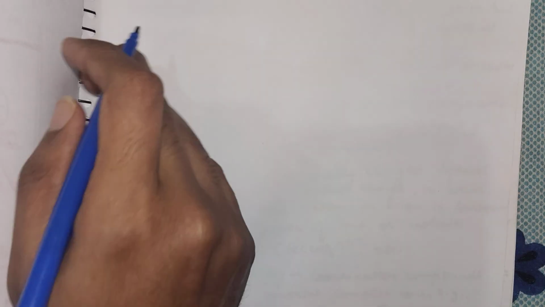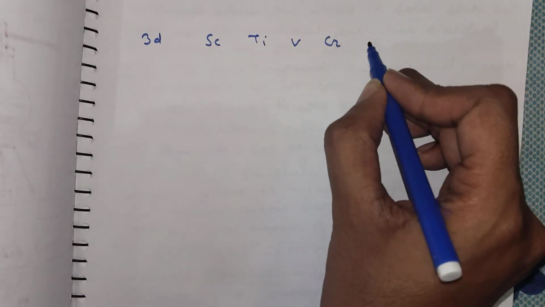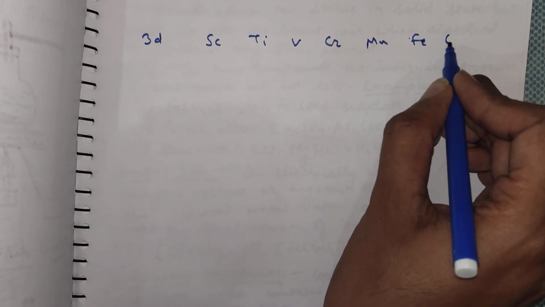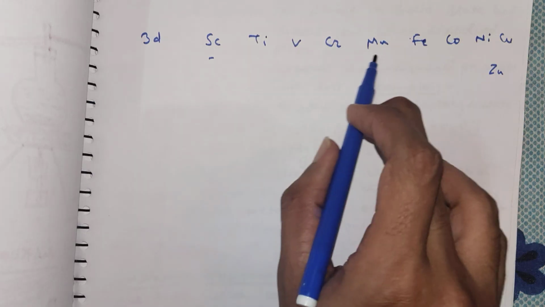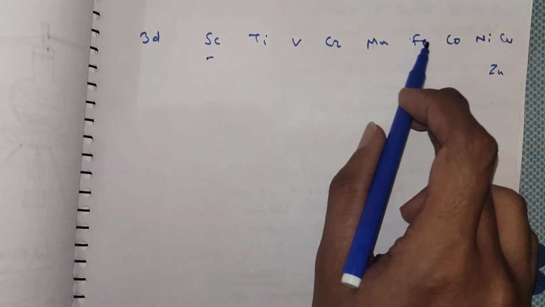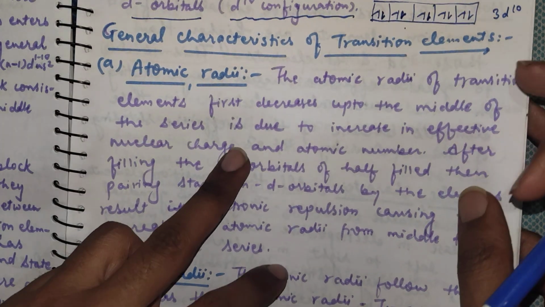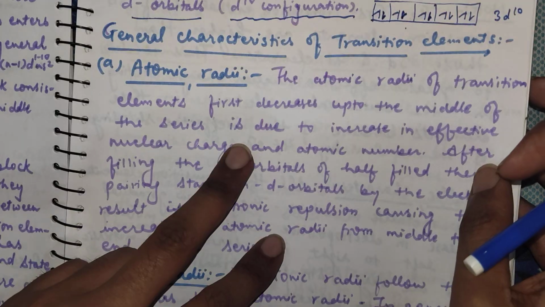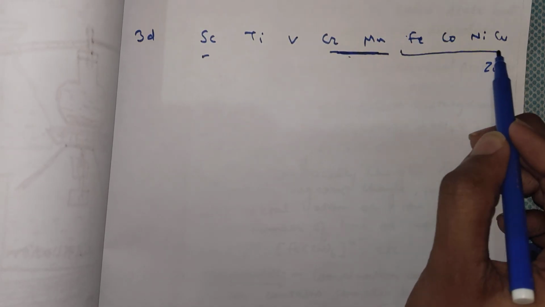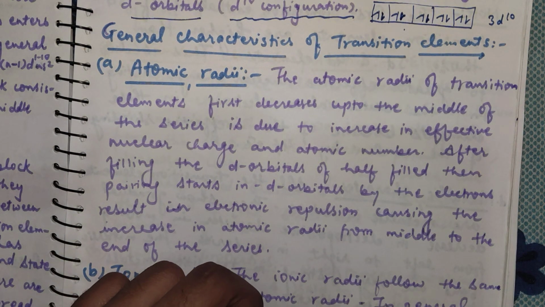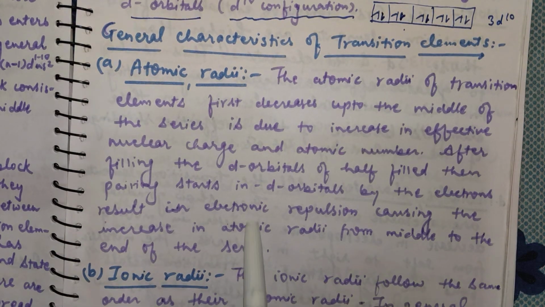If we consider the 3d elements like scandium, titanium, vanadium, chromium, manganese, iron, cobalt, nickel, copper, zinc, in this way up to the middle, just like chromium and manganese, the atomic radii first decrease, and then after completion of the half filled orbital, the increase starts from there to zinc. So this is the reason the atomic radii of these d orbital elements first decrease and then increase.